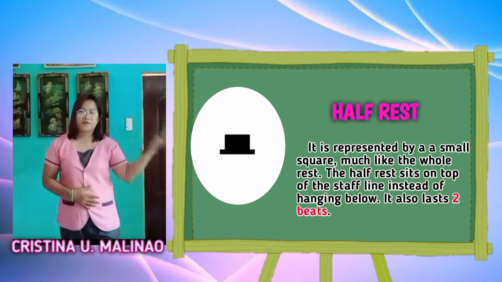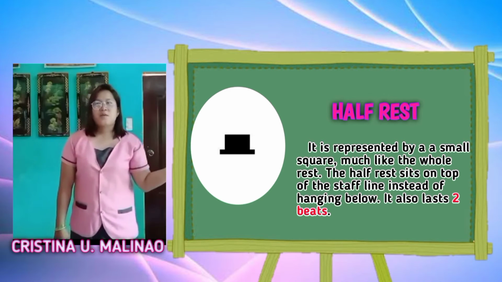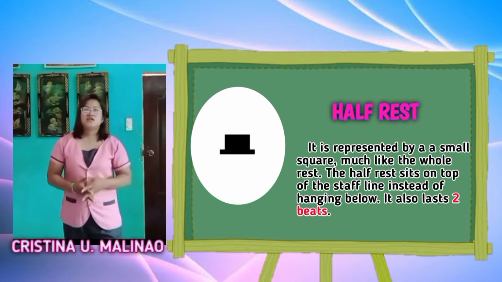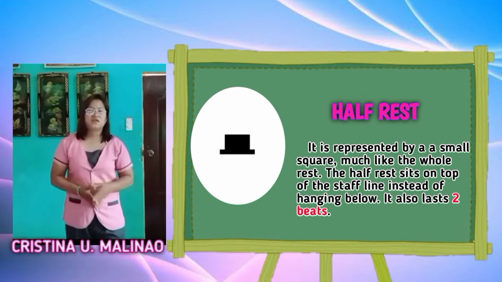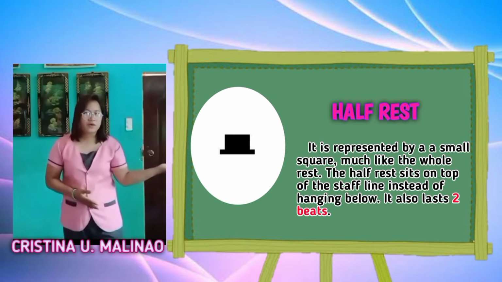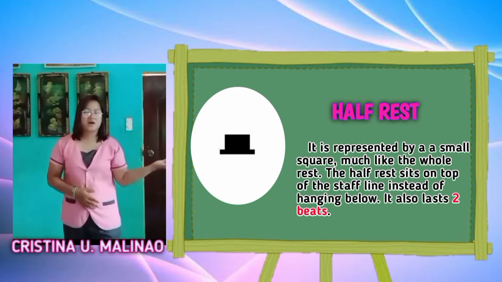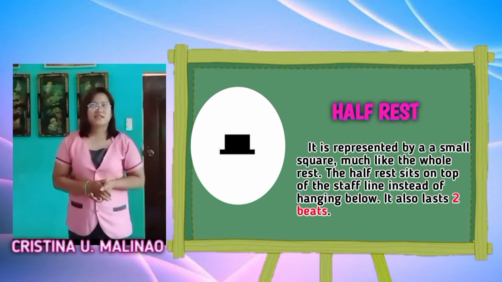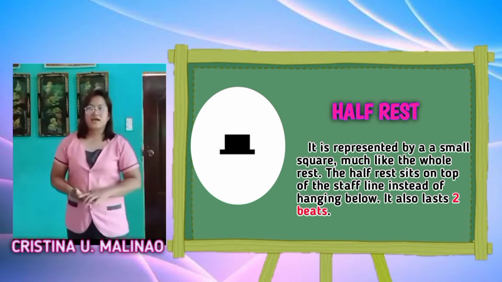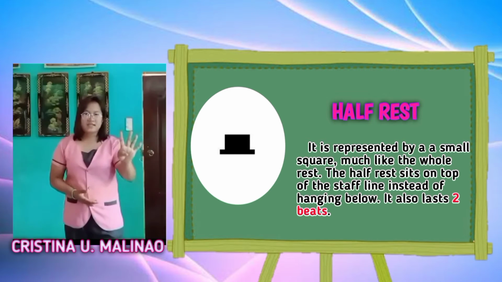So again, the half rest is represented by a small square, much like the whole rest. The half rest sits on top of the staff line instead of hanging below. It lasts 2 beats, half as long as the whole rest. So the whole rest has 4 beats, and the half rest has 2 beats.